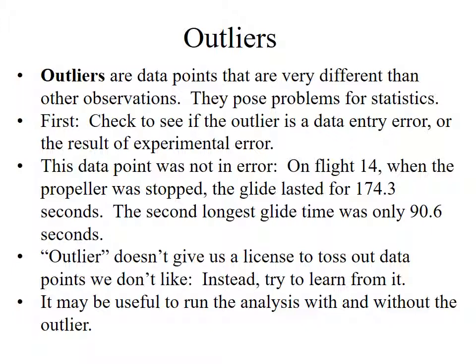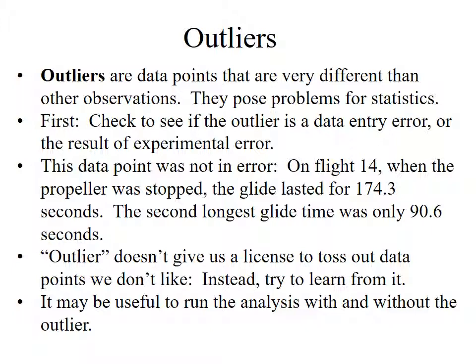In this case, it wasn't. On the 14th flight, when the propeller was stopped, the plane just glided forever. The glide lasted for 174.3 seconds. That was not an error. That was not a typo. That was not a measurement error. Everything was doing fine. There was just some weird kind of updraft or something going on that day. The second longest glide time was only 90.6 seconds. So that glide lasted about twice as long as the second longest of all the other ones.